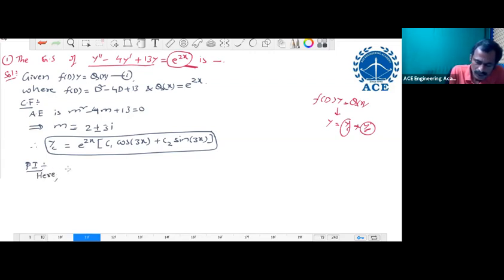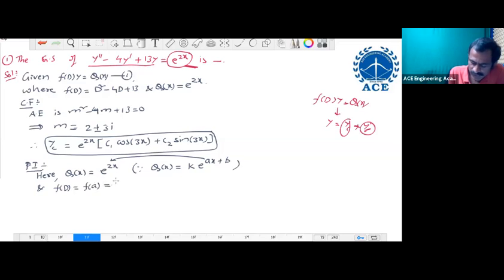Here, given q of x equal to e power 2x, we compare with the general function of case 1. Under case 1, the main function is q of x equal to k into e power ax plus b only. If we compare the general function with the given particular function, a will be 2 only. And check f of D equal to f of a equal to f of 2.